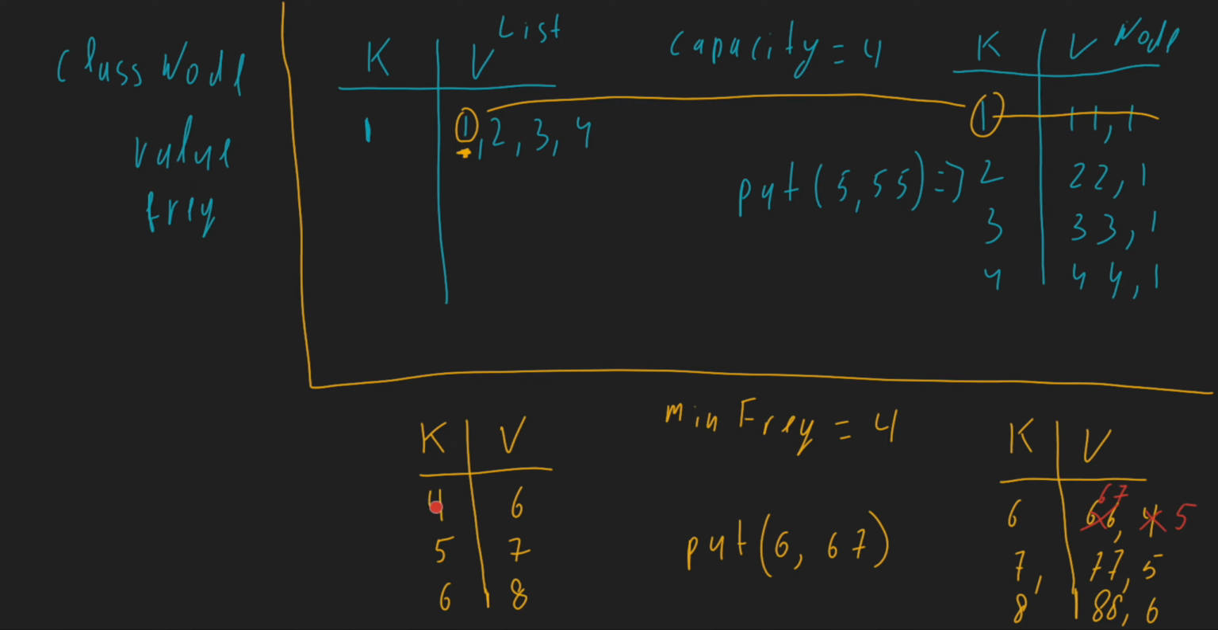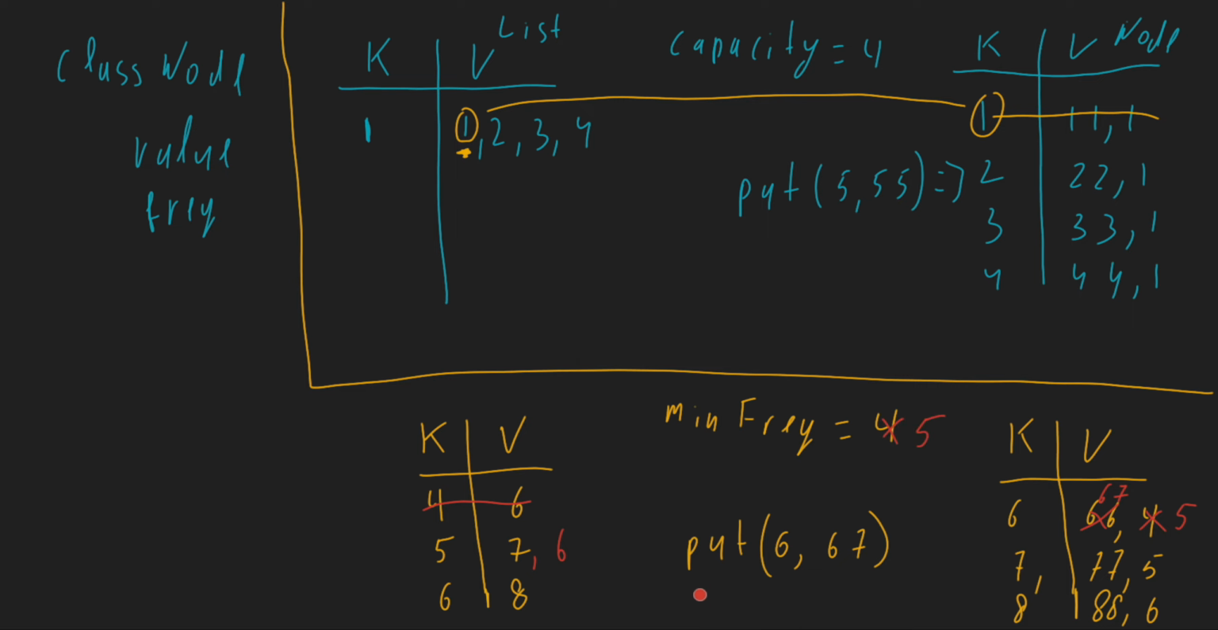And also we need to remove it from our frequency map. We are removing this one because 6 does not have a frequency of 4, but now has a frequency of 5. We are moving that here. And also we are increasing our minimum frequency. Now our minimum frequency is not 4, our minimum frequency is 5, okay?